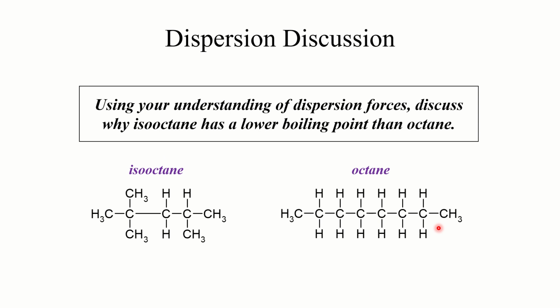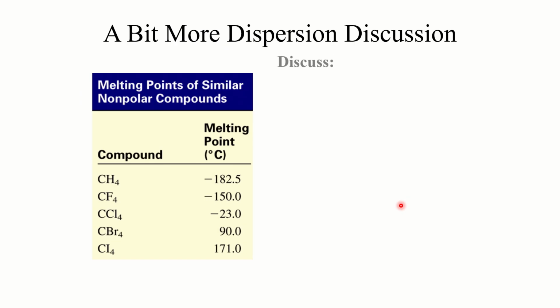All right, using your understanding of dispersion forces, please discuss why isooctane has a lower boiling point than just regular octane, or again, what we call n-octane. So I would just like you to pause the video and think about this one, maybe write down a couple of lines and see if you understand the key difference here, why this compound has a lower boiling point than this compound does.